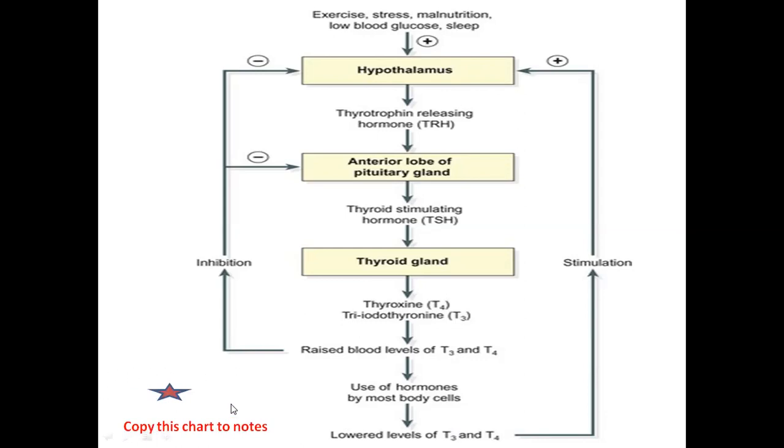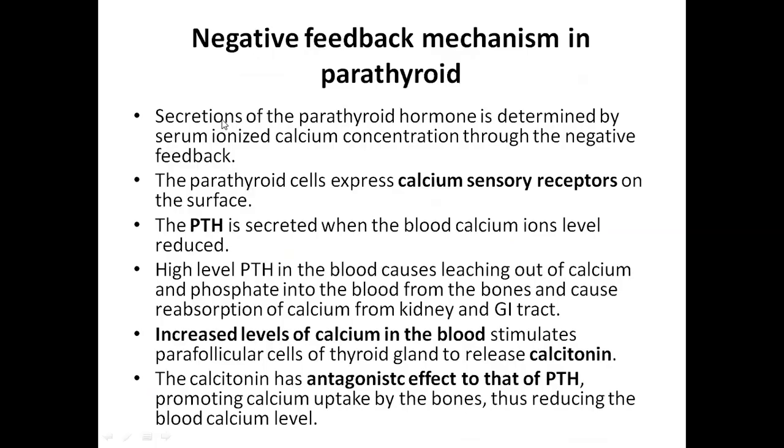So consider this. Now, let us see the negative feedback mechanism in the parathyroid secretions. As we all know very well from the endocrinology part of it, the parathyroid secretion is nothing but PTH, that is the parathyroid hormone. It mainly functions to maintain the blood calcium concentration. And these secretions are also controlled through what is known as negative feedback mechanism.